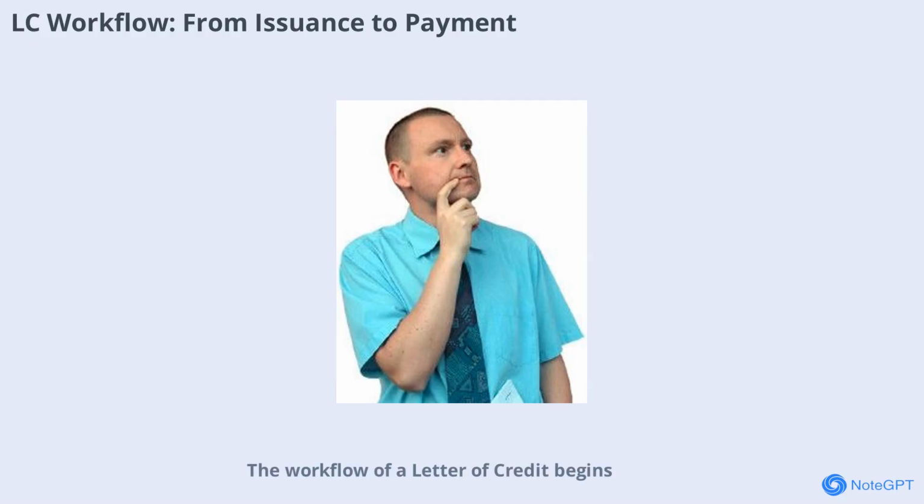The workflow of a letter of credit begins with the buyer and seller finalizing their agreement, including all requirements and documents needed. The buyer then applies for an LC through their bank, which issues and sends it to the advising bank. The advising bank checks the authenticity and informs the seller. Once the seller receives the LC, they ship the goods and gather the necessary documents. These documents are presented to the bank for examination.